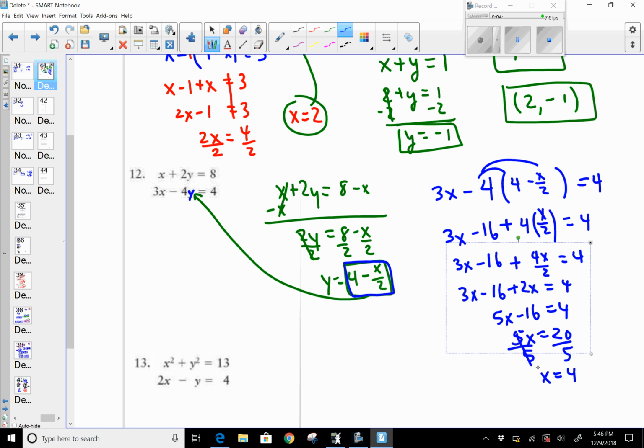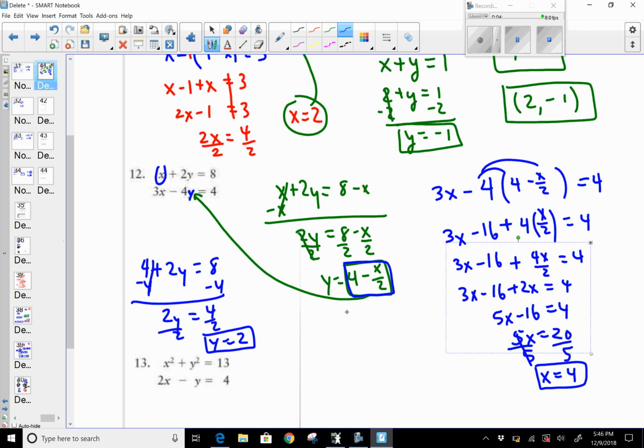All right, so now that I have x equals 4, I take it and plug it back into my original. So here's my new x is going to be 4 plus 2y is equal to 8. Subtract both sides by 4. So I get 2y is equal to 4. Divide both sides by 2. And I get y is equal to 2. So my two answers are x equals 4 and y equals 2.